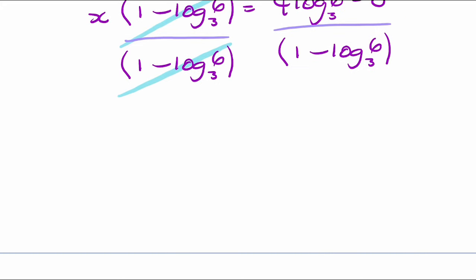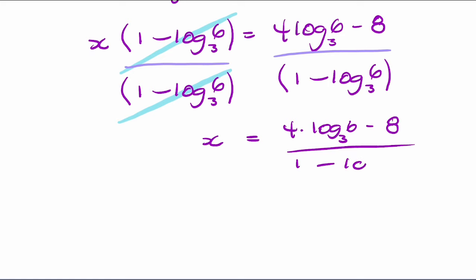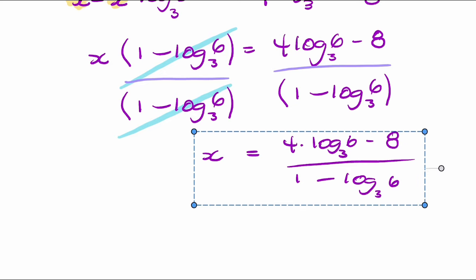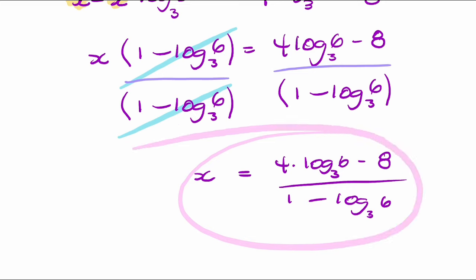And your final step is simply to say x equals 4 log 6 minus 8 divided by 1 minus log 6. So this is your final answer if you wanted an exact answer. But if you wanted the numerical answer, you can just put that in your calculator and that'll give you the numerical value. But if you wanted an exact answer, then what you have here should be good enough. Okay, I hope you found that helpful.